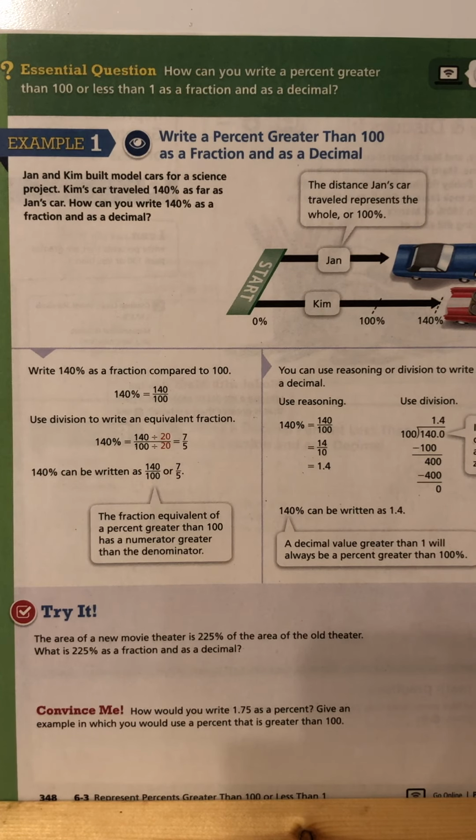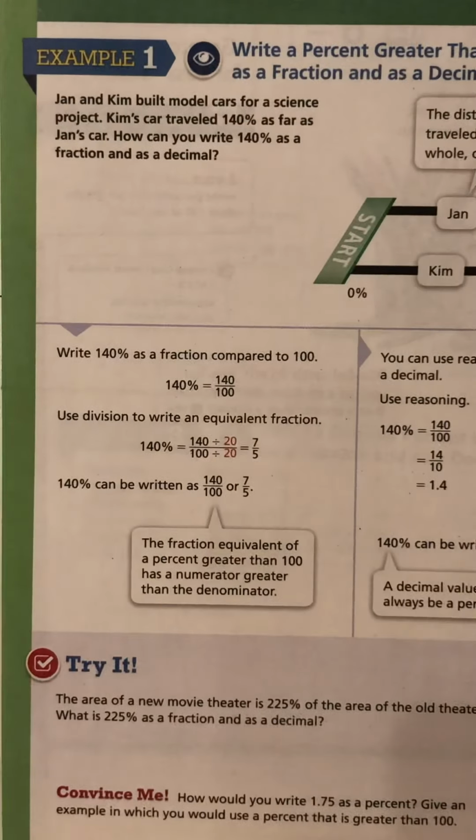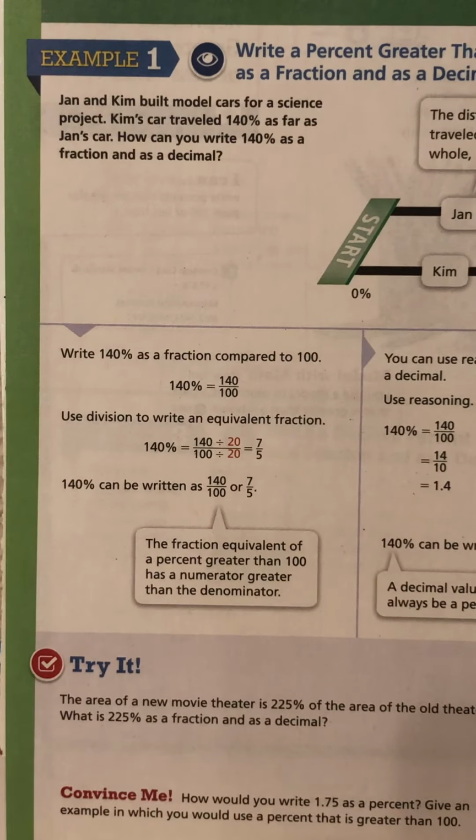Jan and Kim built model cars for a science project. Kim's car traveled 140% as far as Jan's car. How can you write 140% as a fraction and as a decimal?